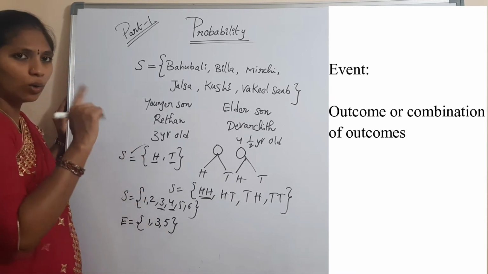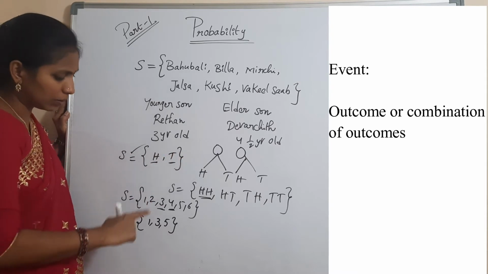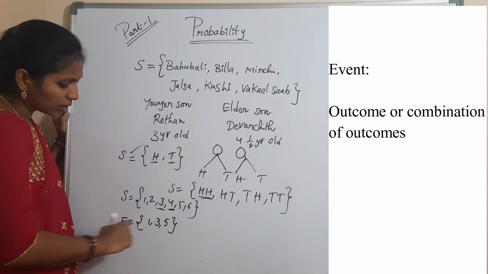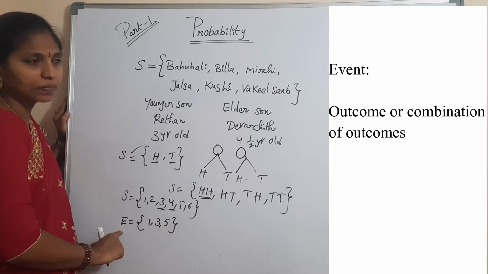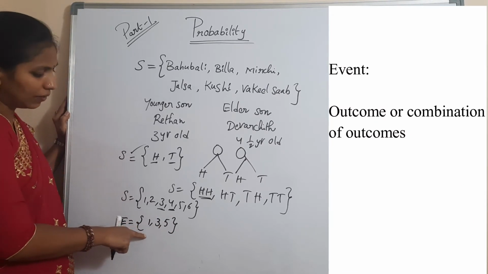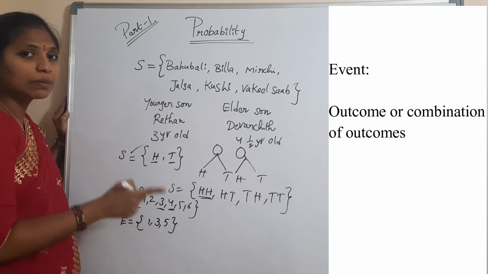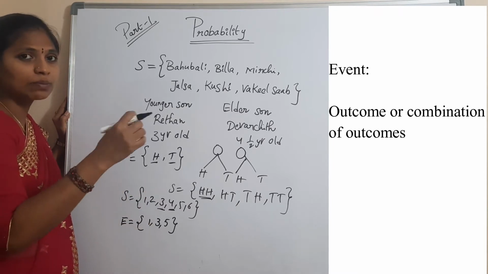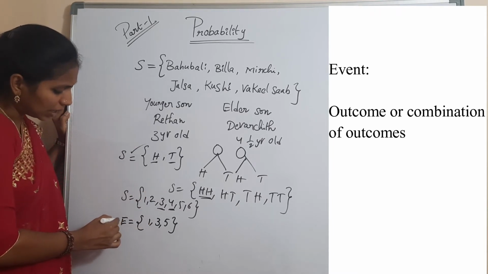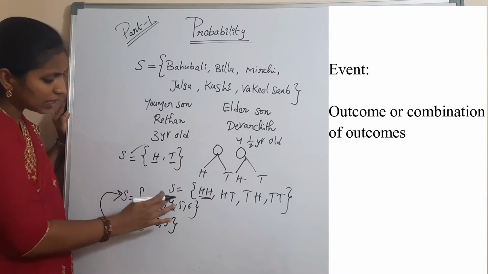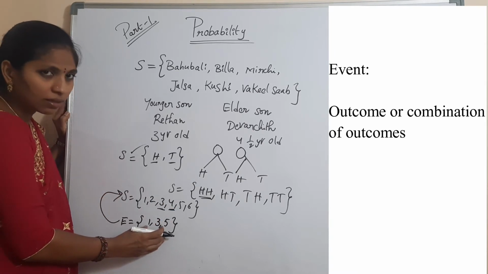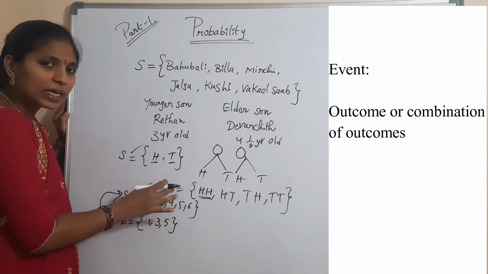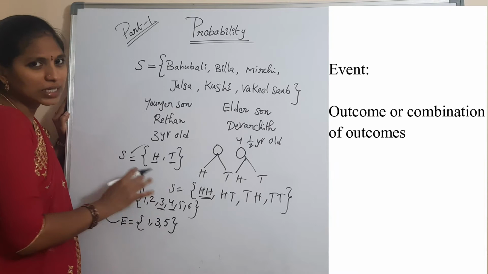See here, outcome or combination of outcomes. Here how many outcomes? 3. 3 outcomes are there in this event E. E is nothing but an event. An event is a subset of a sample space. Event E is always a subset of a sample space. See here, E is a subset of this sample space because these 3 outcomes came from this sample space, yes or no? That's why this is a subset of the sample space.